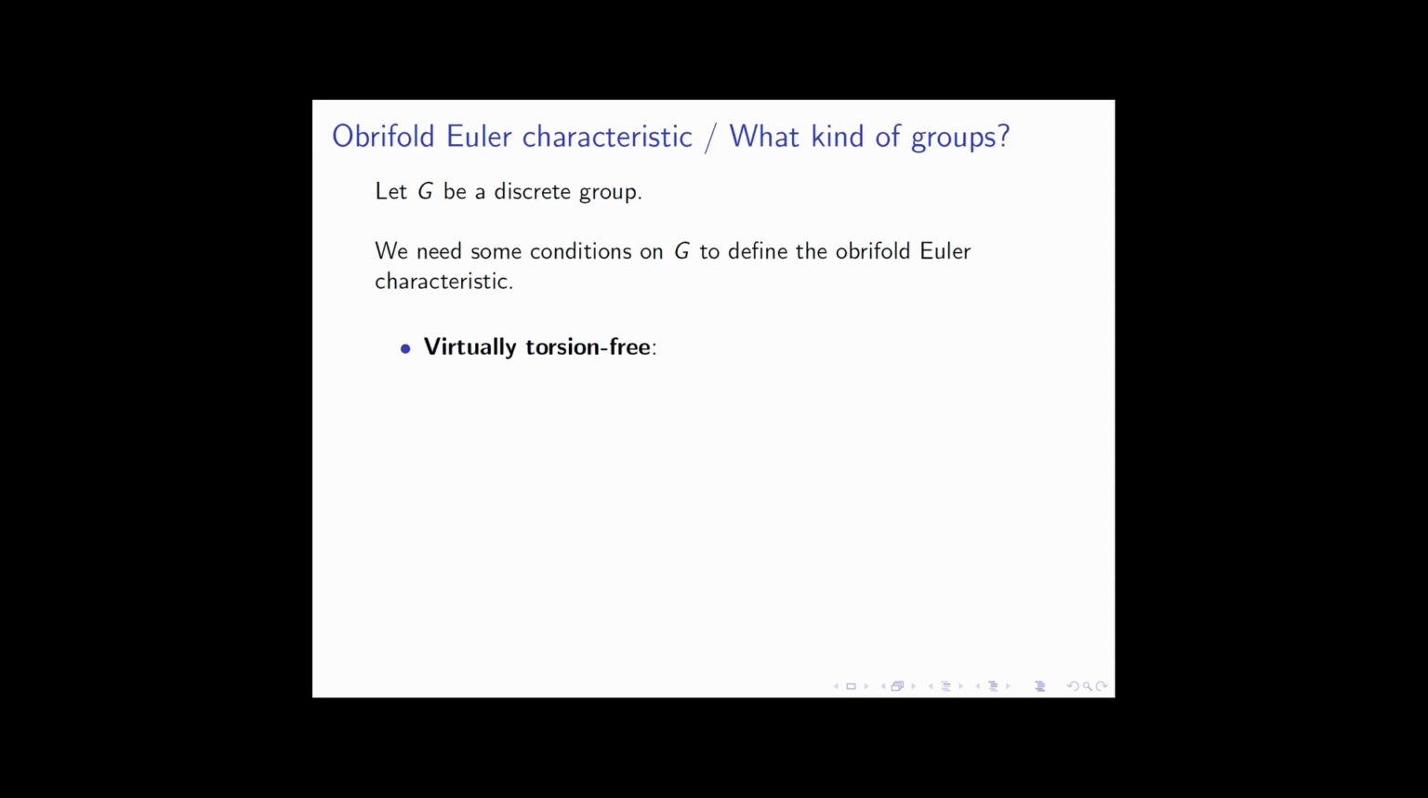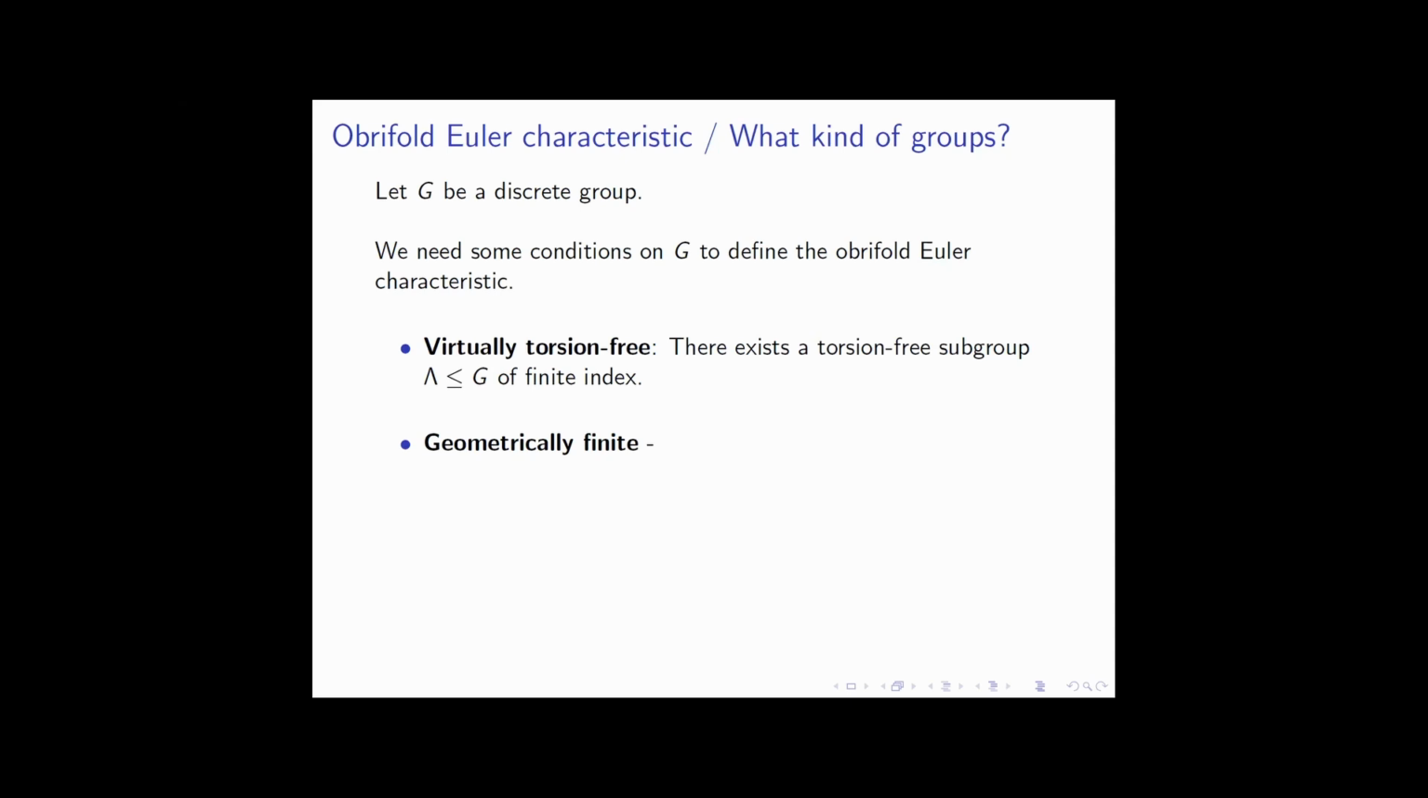One condition I will always be assuming is that it's virtually torsion-free. What does this mean? This means that there exists a torsion-free subgroup Lambda in G of finite index. It's a pretty standard condition that very often holds in geometric group theory as well as in other areas of mathematics. The other thing I need is some kind of finiteness property for this group, some kind of geometrical finiteness, which is also a very familiar condition for many people probably in this audience.